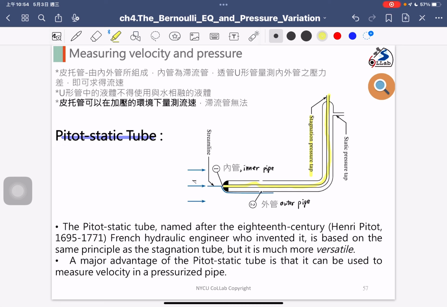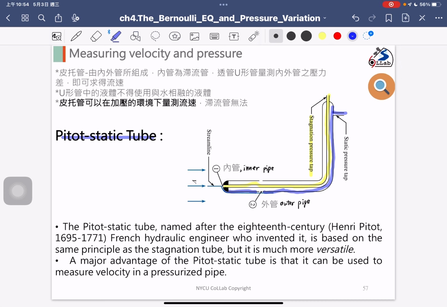The inner one is the stagnation tube, and as you can see on the outside, we have the outside tube, like the blue color here, and we call that the static tube. So the pitot tube combines two tubes together: the stagnation tube inside, and the static tube outside.